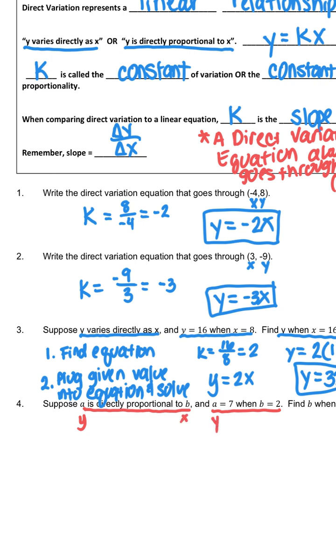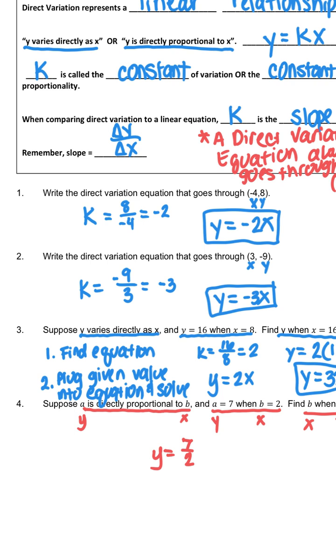And let's go ahead and put those over here. A is our Y here, B is our X. And same here. B is our X, A is our Y. And we're going to do the same thing we just did at the top. K equals y over x, which would be 7 over 2.